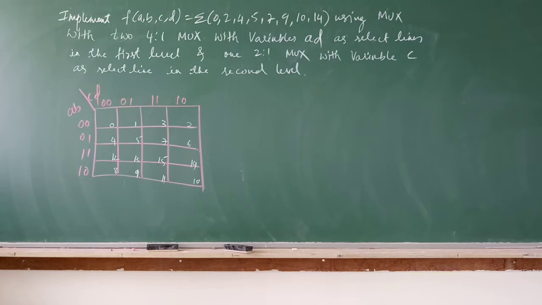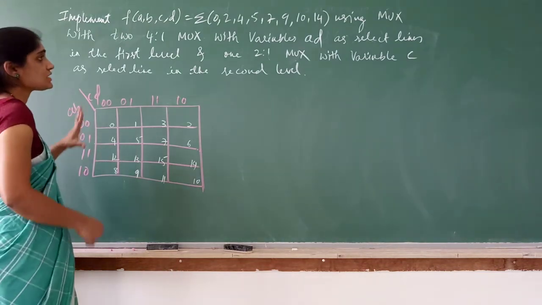Okay. So we have another problem here. This is also taken from previous question paper. So read the question. Implement f of a, b, c, d is equal to summation 0, 2, 4, 5, 7, 9, 10, 14 using multiplexer with 2, 4:1 mux with variables AD as select line in the first level and 1, 2:1 mux with variable C as select line in the second level. So all of you should read the question properly and answer. The question is what? Again, the answer is very easy, but you have to understand the question.